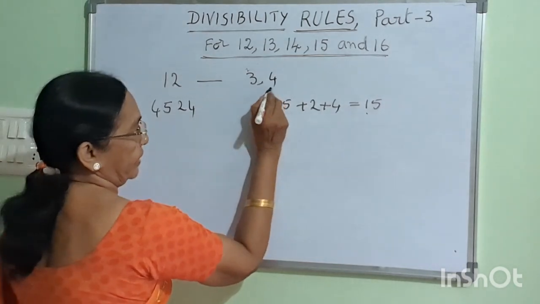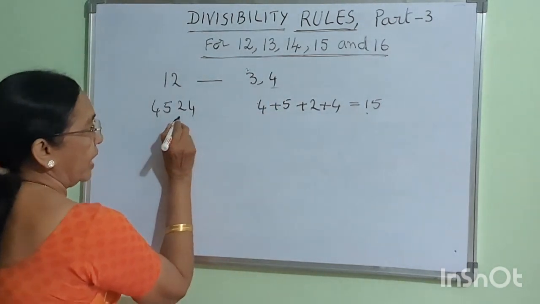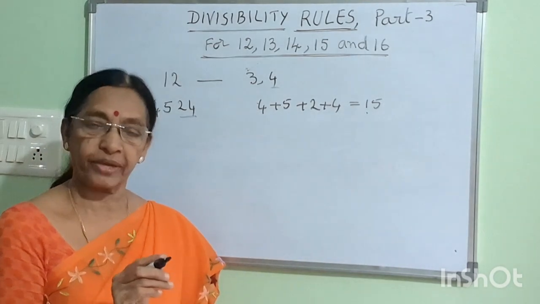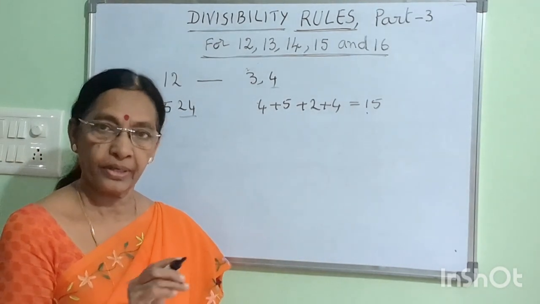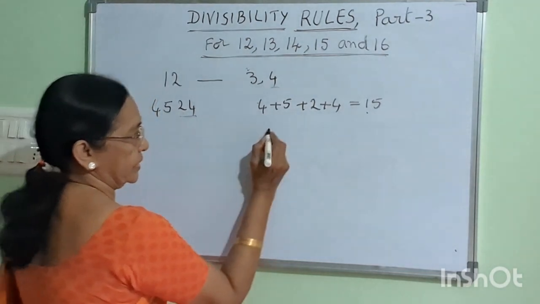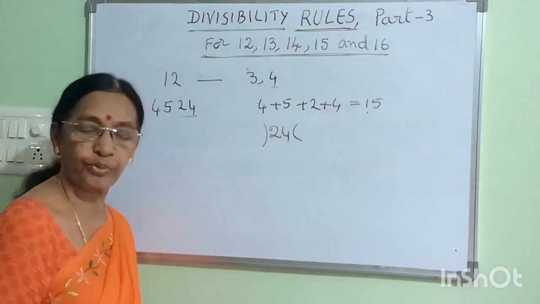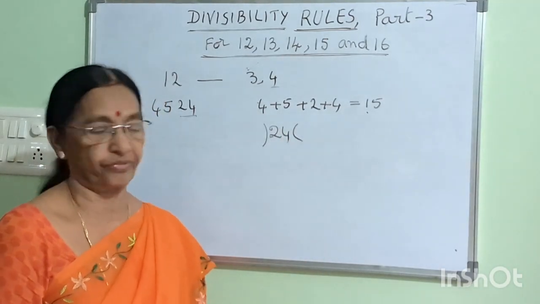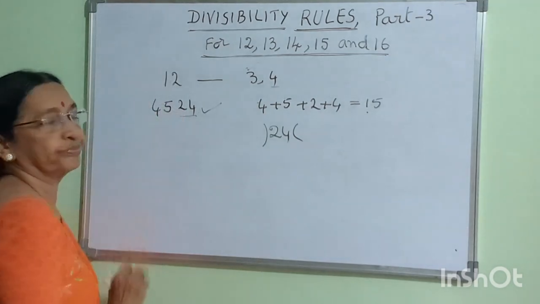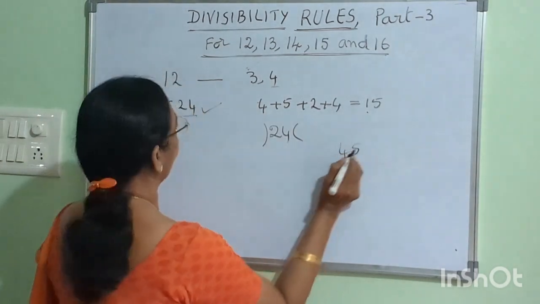Now, let us see whether the number is divisible by 4 or not. If the last two digits are divisible by 4, then the whole number is divisible by 4. Here the last two digits are 24. 24 is divisible by 4: 4 sixes are 24. Therefore, this number is divisible by 12. Let us verify, as it is a very small number, we can verify it.